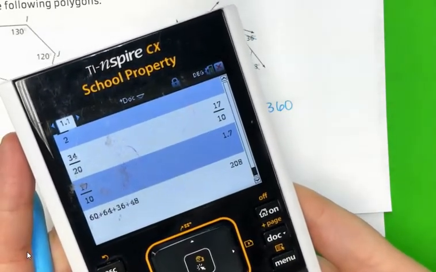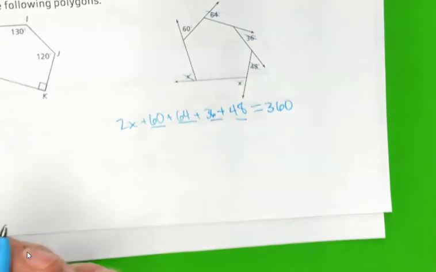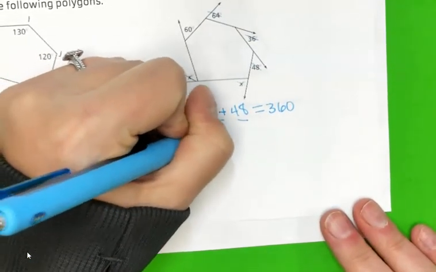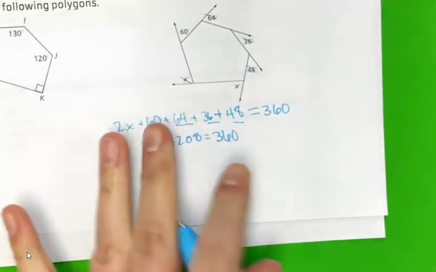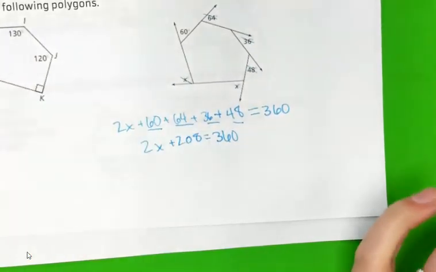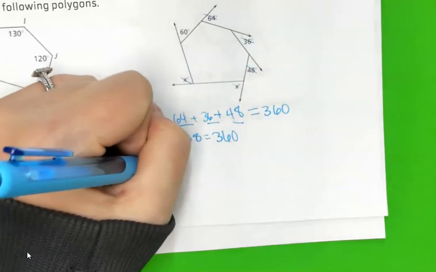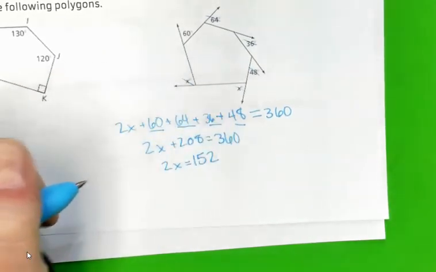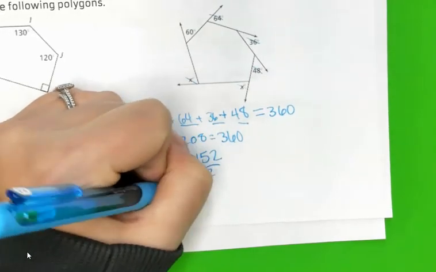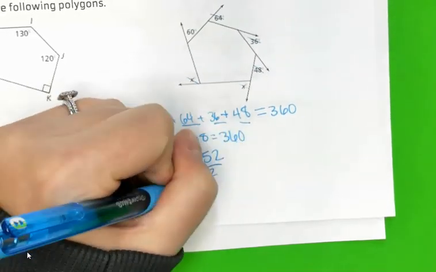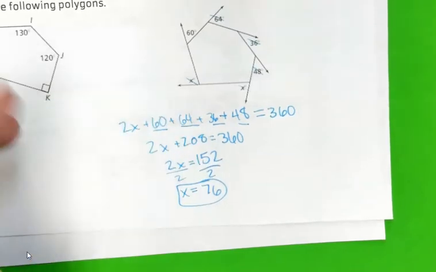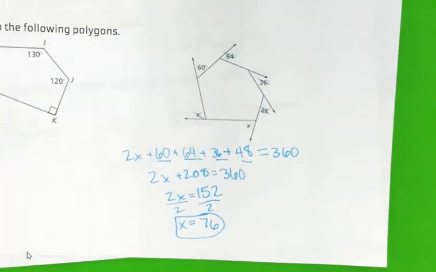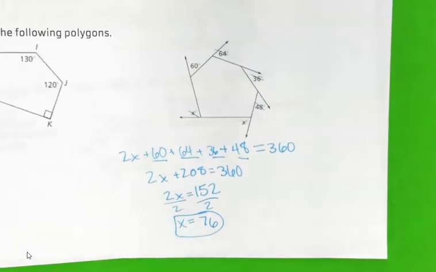So that's going to be 208 when we add all of those together. So 2x plus 208 equals 360. So 360 minus 208 is going to be 152. And when we cut that in half, we're going to get 76. So that is the bottom of the third page.